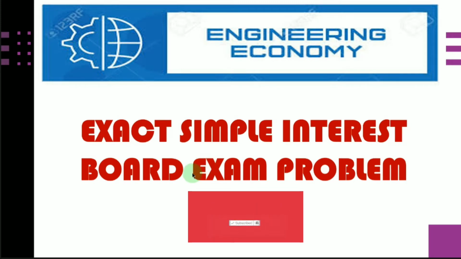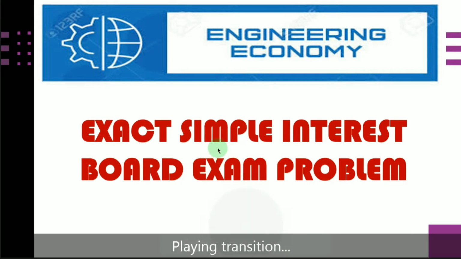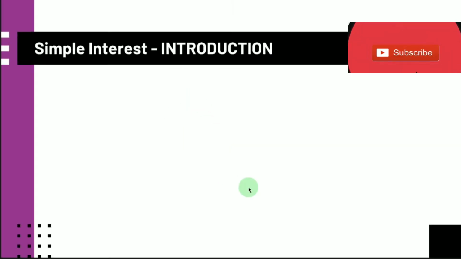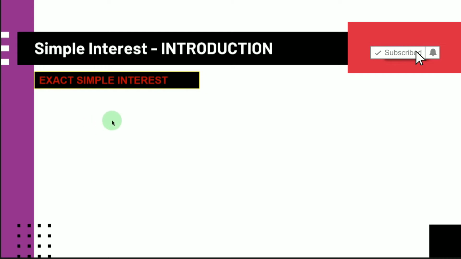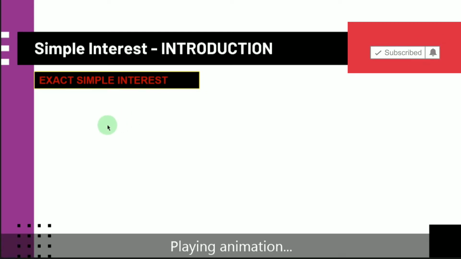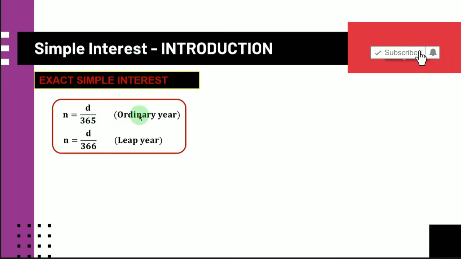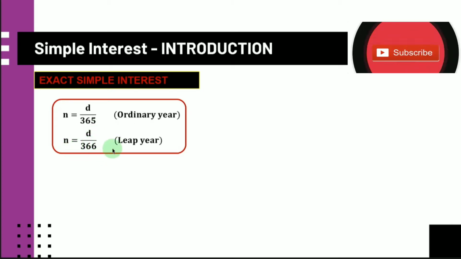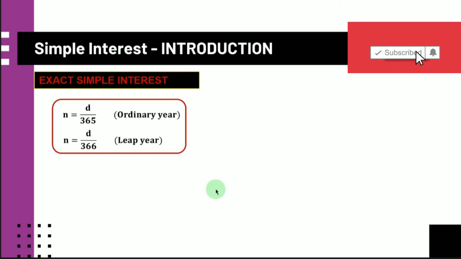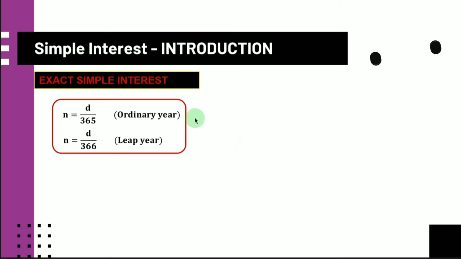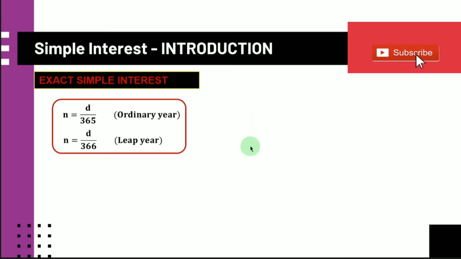With this exact simple interest, you have to remember that we use this value of n, which is equal to d over 365 for an ordinary year, and we will also use n equal to d over 366 for a leap year.